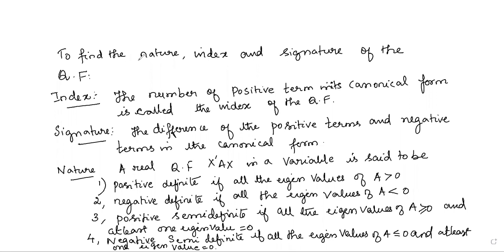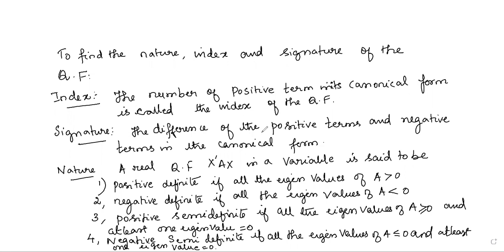So let us see how to find the nature, index and signature of the quadratic form. Index: the number of positive terms in its canonical form is called the index of the quadratic form. You know how to convert from the quadratic form to canonical form. After converting, you will get the diagonal matrix. In the diagonal matrix, we have to find the diagonal entries, how many positive terms are there, and that is called the index of the quadratic form.